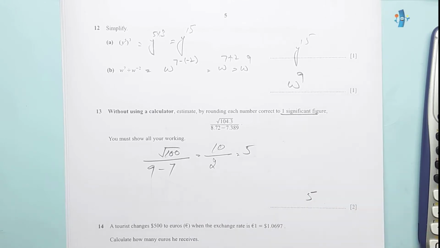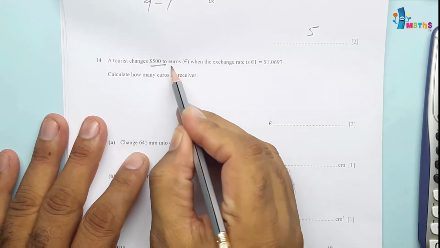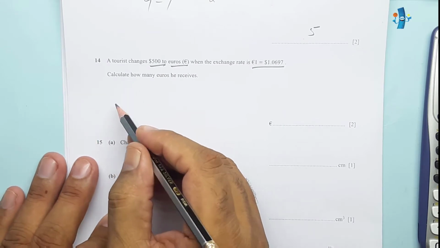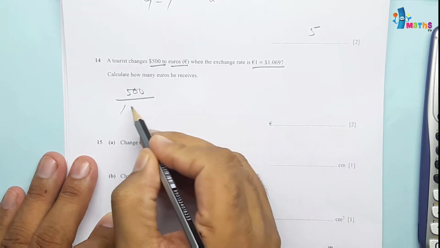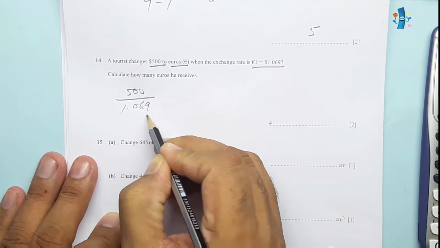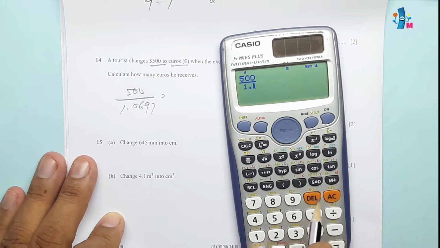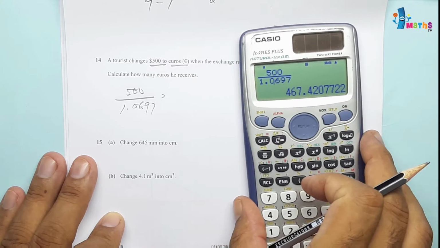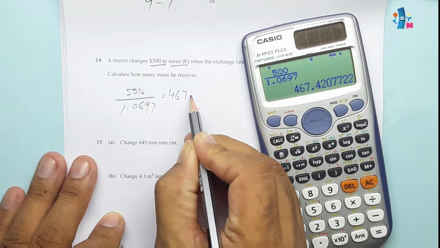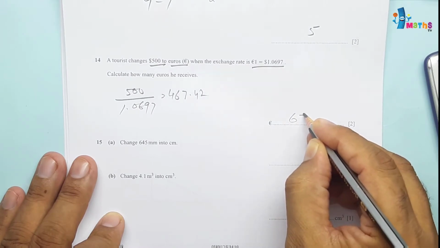Question number 14. A tourist changes $500 to euros. So dollar to euro conversion rate is given. So we can take $500 and divide it by the conversion ratio 1.0697, and this will be 500 divided by 1.0697, and this will be equal to 467.42. So we can write 467.42.